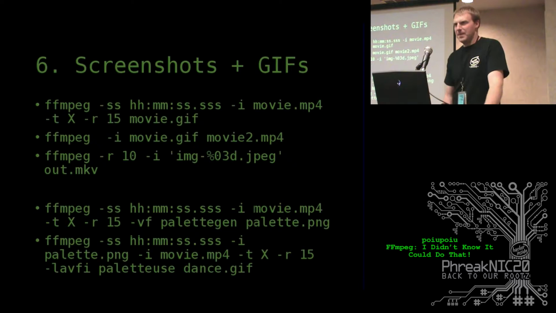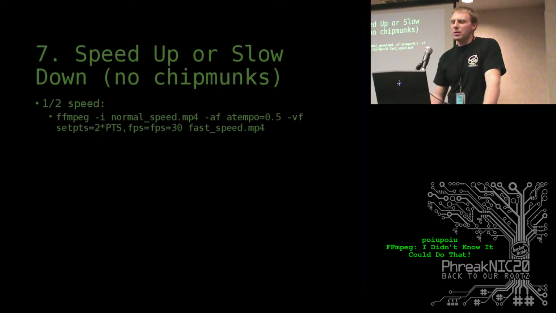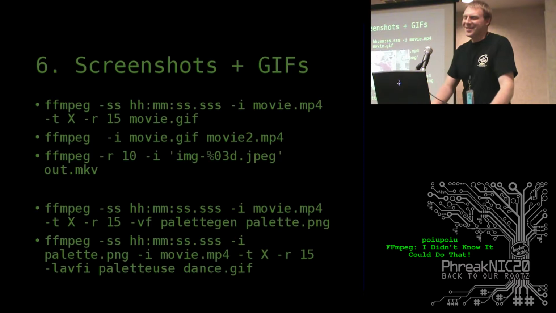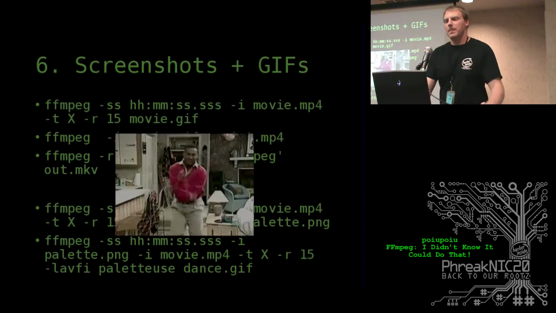Alright. So this was something that I actually just started doing. Oh, and by the way, that palette gen, I learned about that last week. GIF files have a limitation of 216 colors. If you have a video, usually they have more than 216 colors. Exactly.